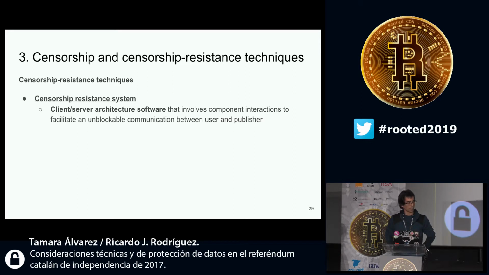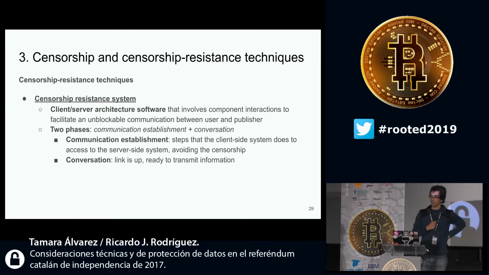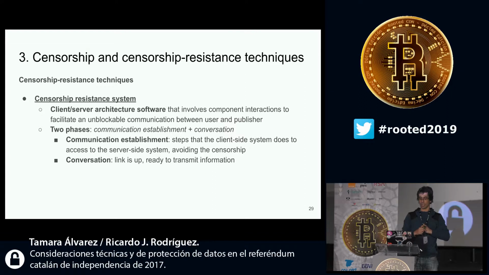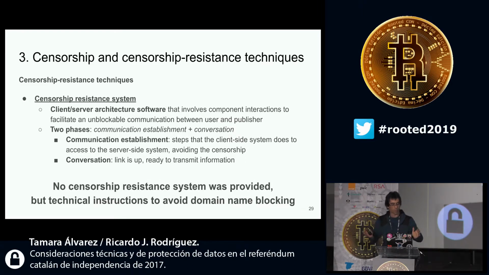As for resistance techniques to censorship, one censorship-resistant system is a client-server architecture software that involves component interactions to facilitate unblockable communication between user and publisher. There are two phases in a censorship-resistant system. First, you establish communication, and then there's the conversation. So, communication establishment tries to avoid censorship to get a link and then start the conversation. But in Catalonia, there was no system as such; rather, technical instructions were given to avoid the blocking of the domain names.